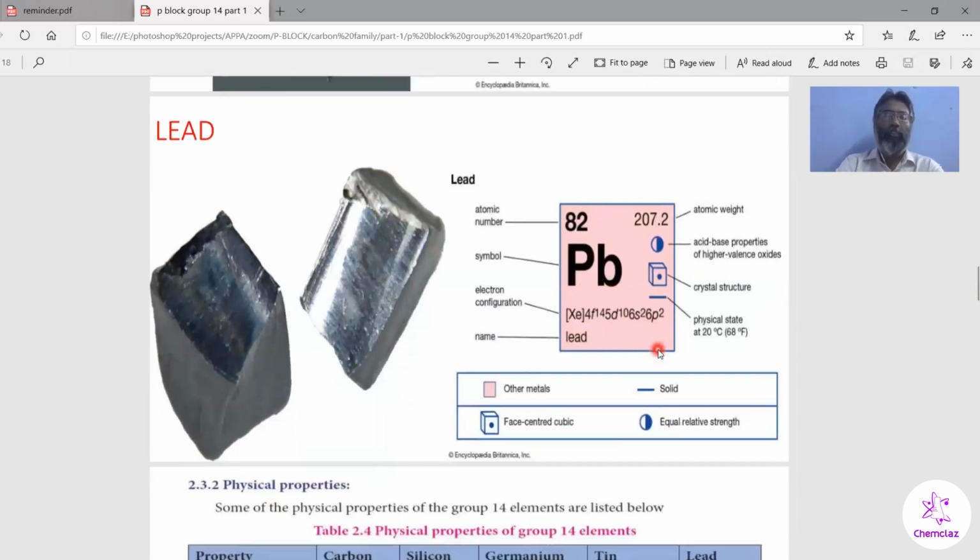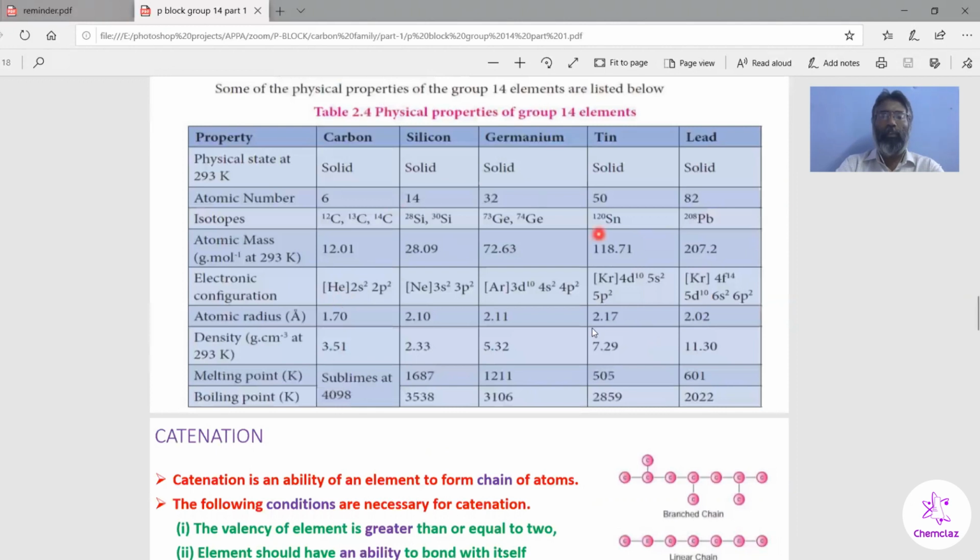So here you can see the tabular column comparing the physical properties of the carbon family: carbon, silicon, germanium, tin, lead. From carbon to lead, in carbon the oxidation state is +4, and the higher oxidation state is more stable. But in lead, the higher oxidation state is less stable, and the lower oxidation state is more stable. So lead can exist as +2 as well as +4 oxidation state.